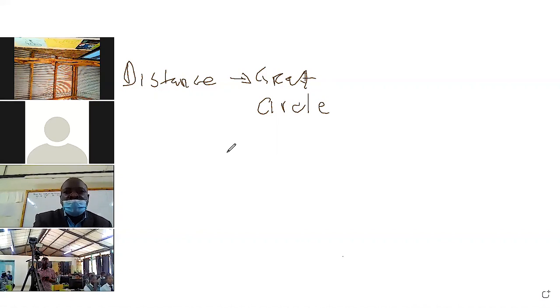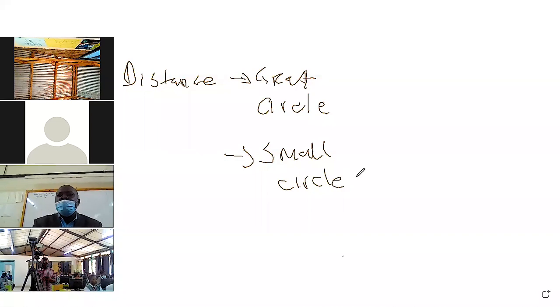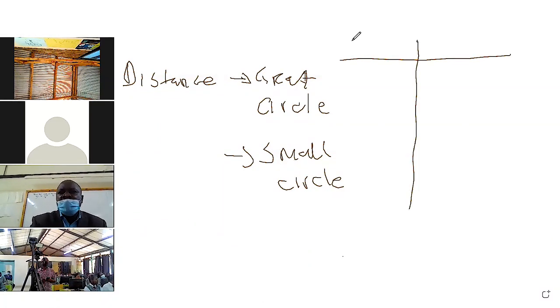Then we've got the small circle. And we've got two ways of working out this. We can either get it in nautical miles or in what? Or in kilometers.